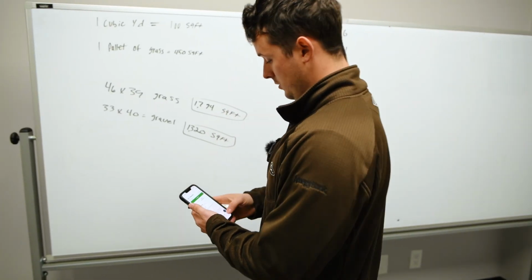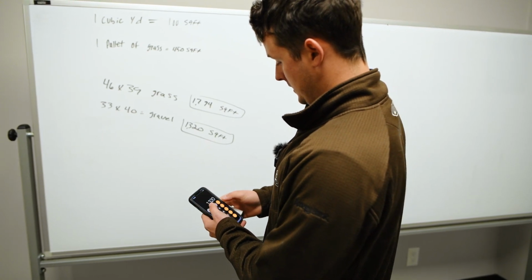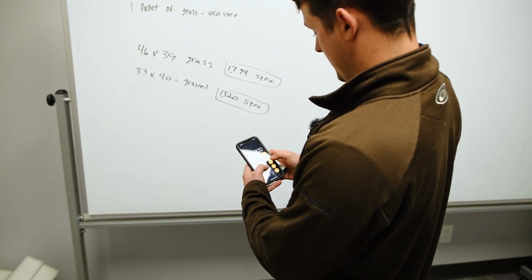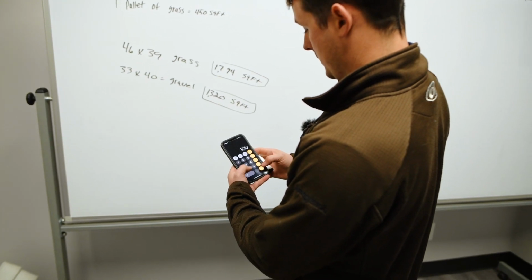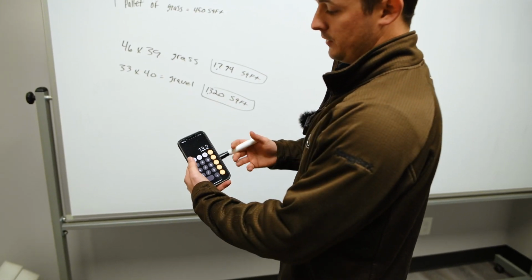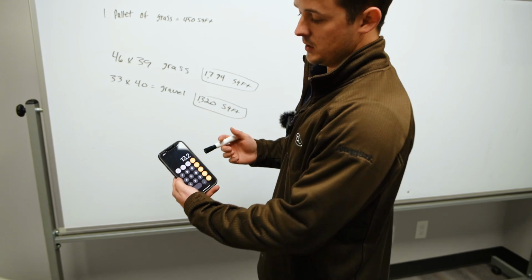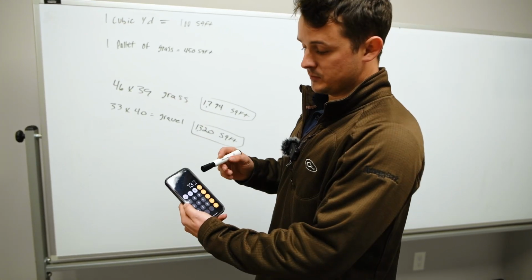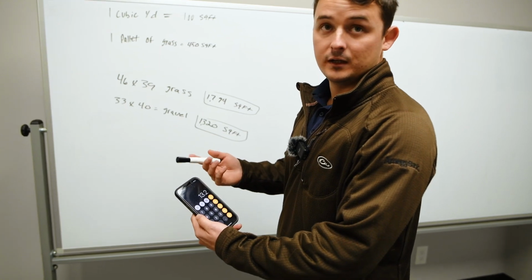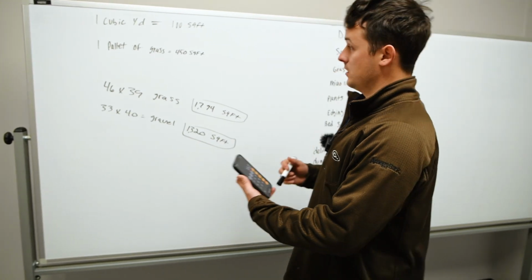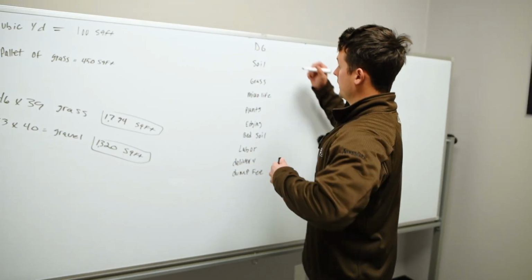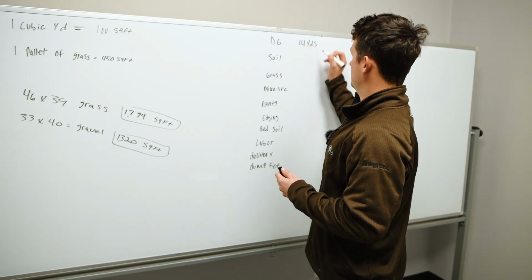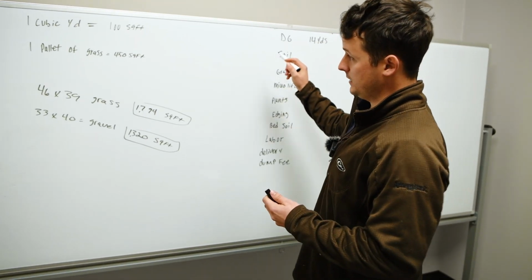So all we're gonna do is take 1320 and divide it by 100. It's gonna give you roughly 13.2 yards. Me personally, I always round up to the nearest whole number because it's better to have a little extra than not enough. Okay, so for this job, we're gonna need roughly 14 yards of decomposed granite.